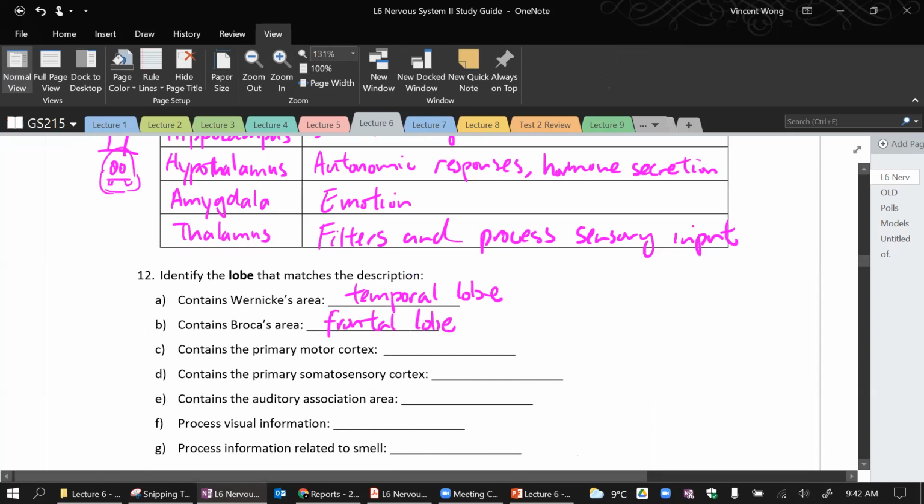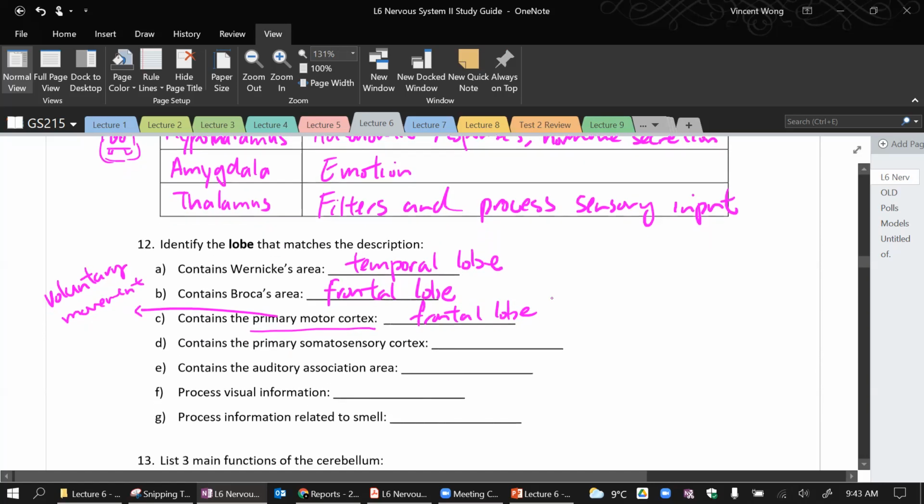Frontal lobe. Okay, a couple of other areas here. The primary motor cortex, it's also in the frontal lobe. The primary motor cortex allows you to do voluntary movement. Every time you move any part of your body voluntarily, it comes from the primary motor cortex. I'll show you where it is on the diagram afterwards.